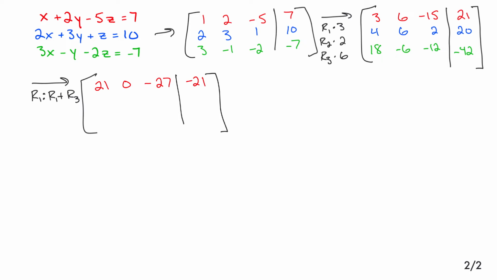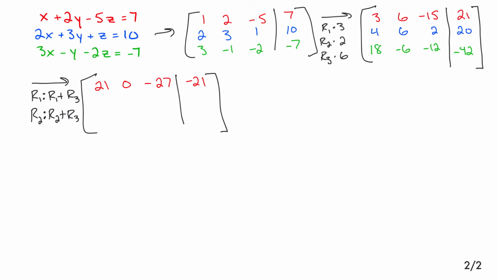Alright, next I'm going to take the second row and replace it with row 2 plus row 3. I'm doing that because the blue 6 and the green 6, the blue 6 being from the second row, the green 6 being from the third row, those two will also zero out, so I'll get another 0.